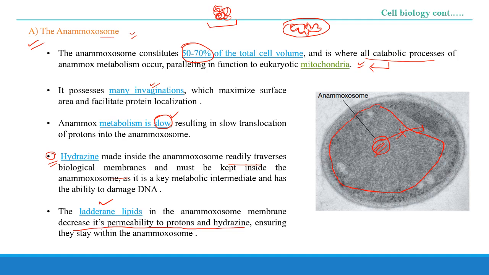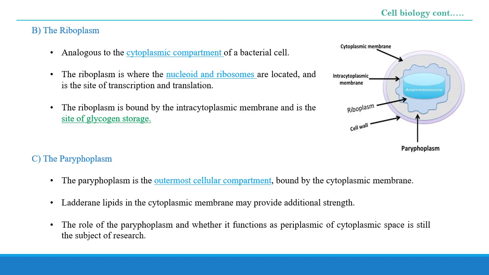those inside. After that, if we see the riboplasm, it is the cytoplasmic compartment-like structure, and it possesses the nucleoid and ribosomes, and it is the site for transcription and translation, and it also stores the glycogen.